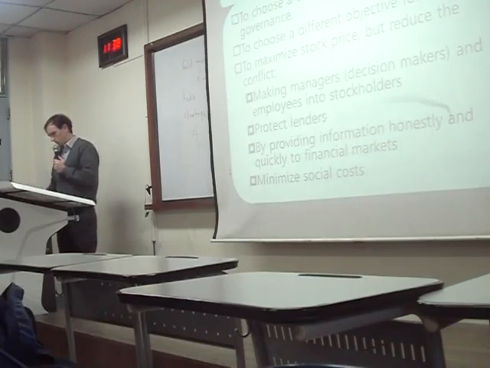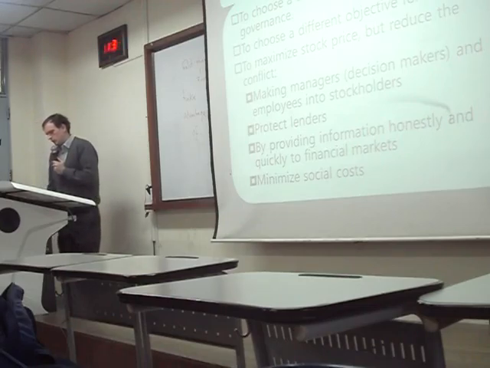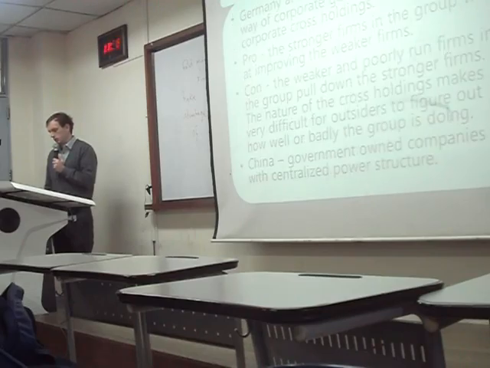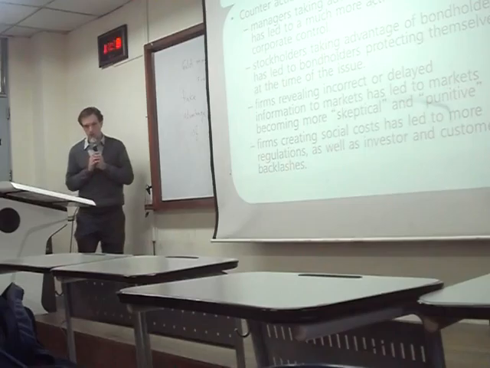So the solutions, as we already explained: we can try to improve corporate governance. We can choose a different objective for the firm, but we said that we're not going to do that. We can make managers into stockholders, protect the lenders, provide information honestly and quickly to financial markets, and try to minimize the social costs. We can talk about each of these in turn.